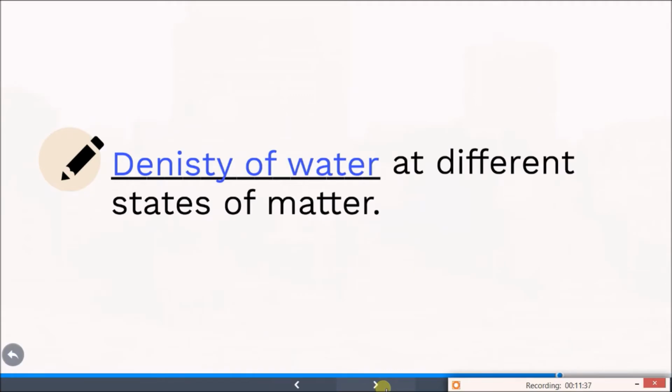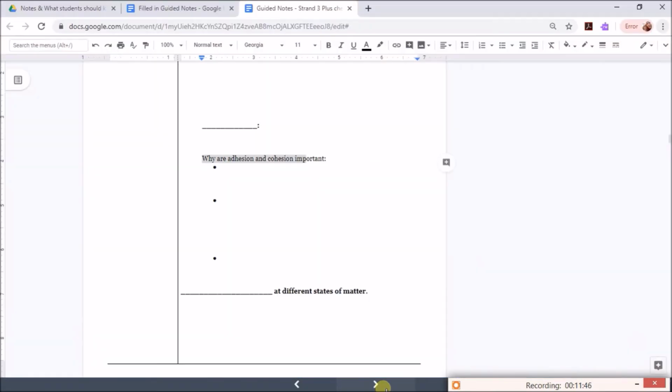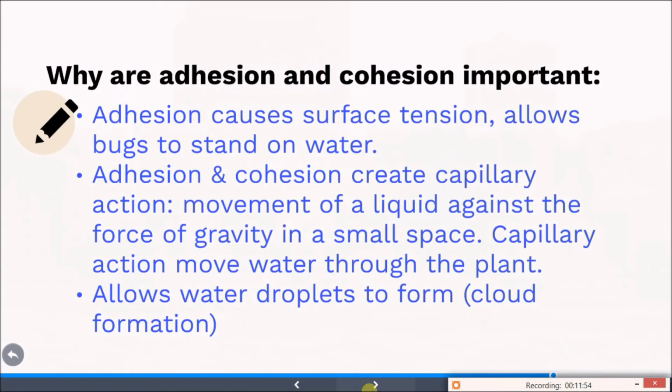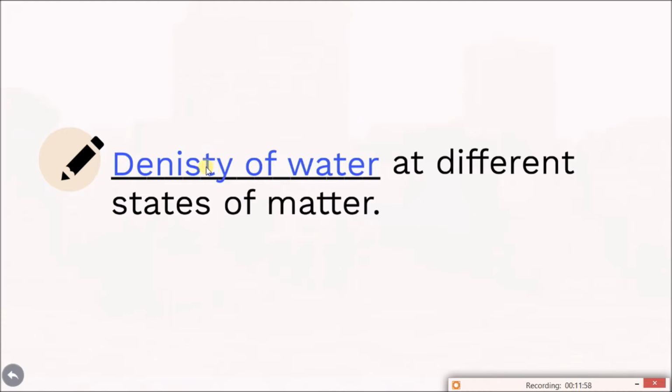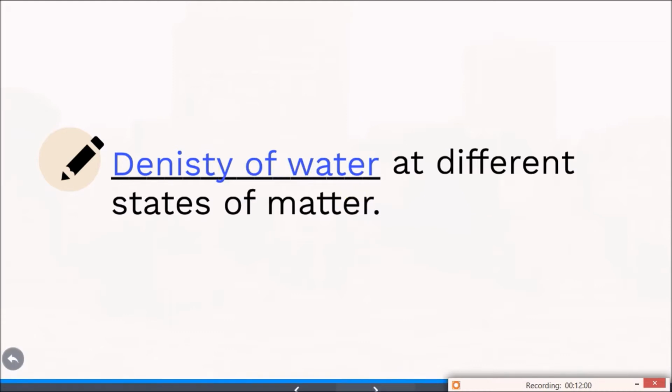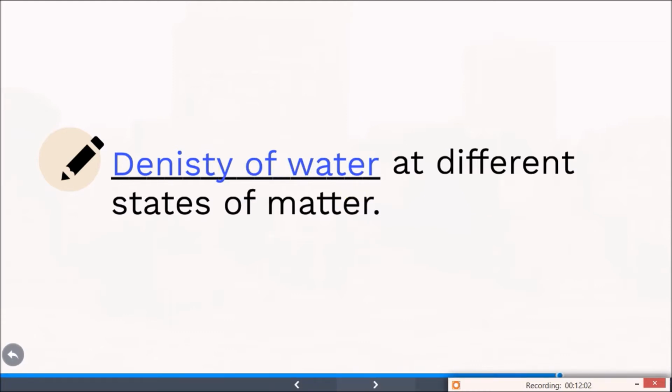The next property of water is the density of water at different states of matter. The only thing you need to write is the blue stuff right here on that blank. Right here, you're going to write density of water at different states of matter. Just density of water. That's all you're writing there. Write that down, and then let's talk about it.